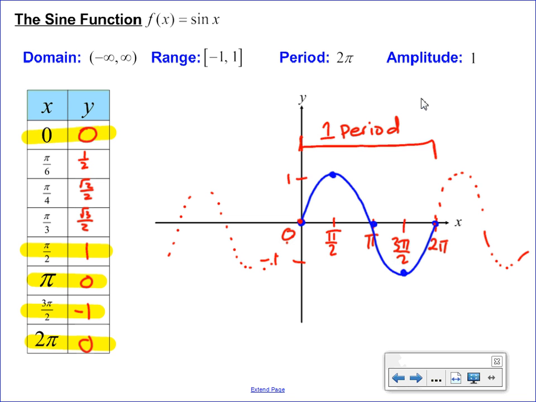The range is all the y values. The highest it goes is 1. The lowest it goes is negative 1. So the range goes from negative 1 to 1. The length of 1 period is 2 pi. You can see the length of 1 period is 2 pi. And in this case, my amplitude is 1.